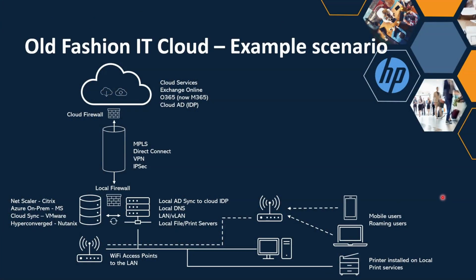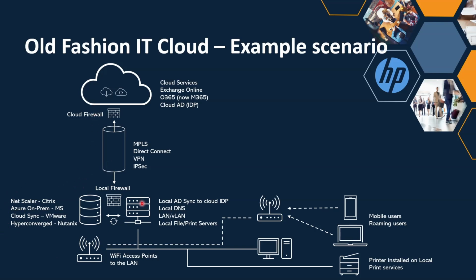But first, to understand how we got here in this model, we need to understand the old cloud. Cloud's been around for quite some time, so we can certainly call the old cloud the old-fashioned cloud, and this is where we found ourselves. We had a lot of local infrastructure because we were doing a lot of cloud synchronization. We had things like local authentication, local Active Directory syncs, local DNS, and organizations like Citrix, even Azure.